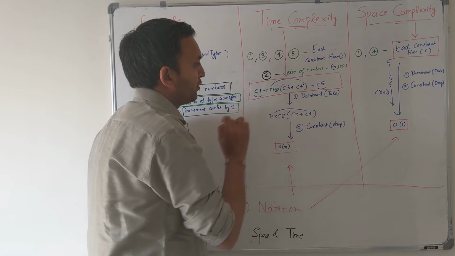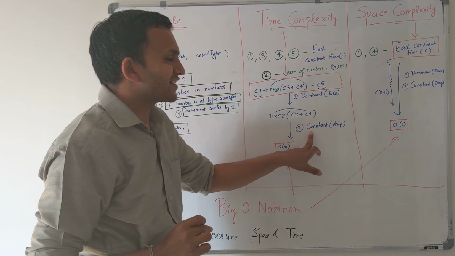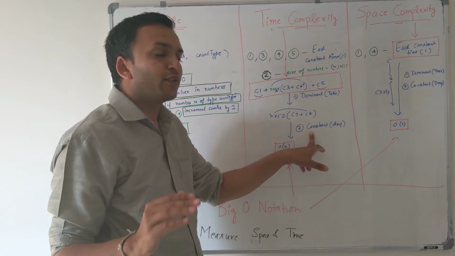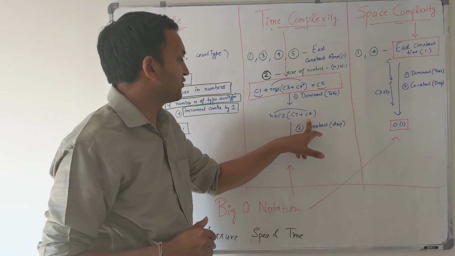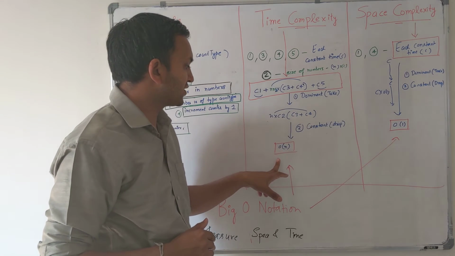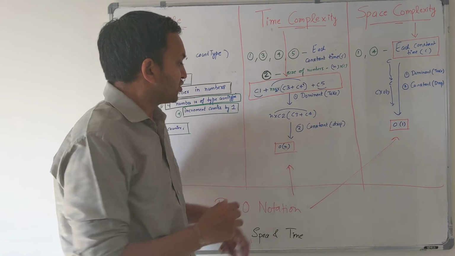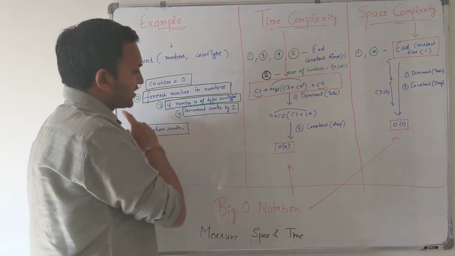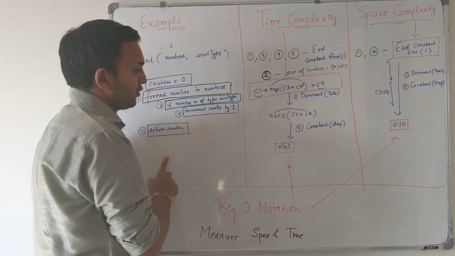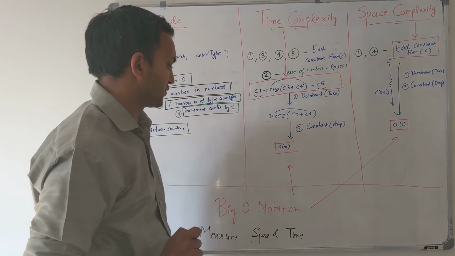Once we have the dominant one, we apply the second rule, which says to drop all the constants. So we drop C2, C3, C4 and we get the big O notation, which is O of n. So this indicates how the time complexity of this particular function will grow as the size of n grows.